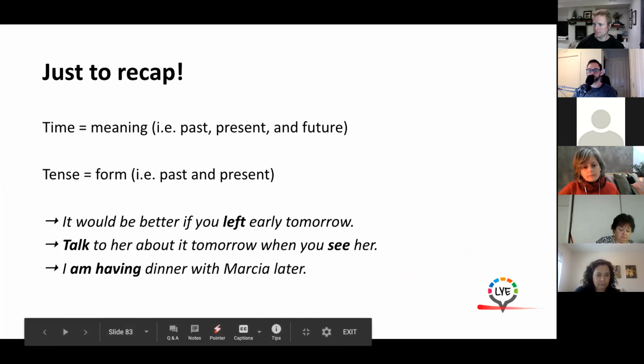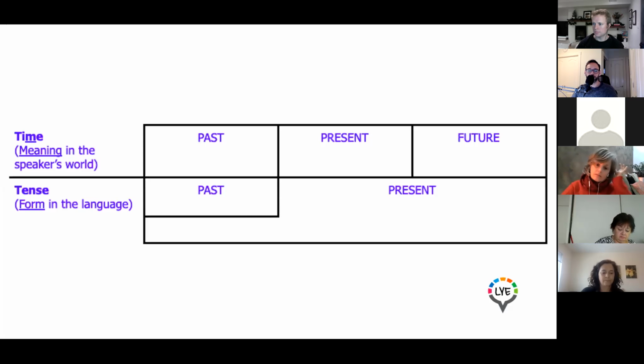So to recap, this is how I present this to my students. I give them this diagram, which basically illustrates the point that I'm trying to make. The present tense can be used in many different ways to refer to present time, to refer to future time, to refer to past time, and to refer to what I call all of time, what we call the timeless present. I drink coffee as an example of timeless present.